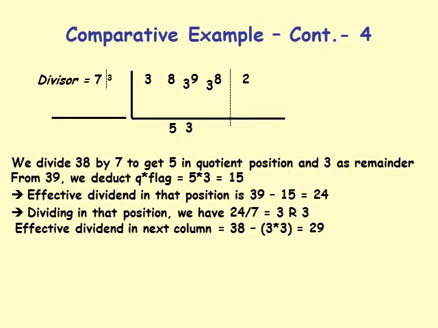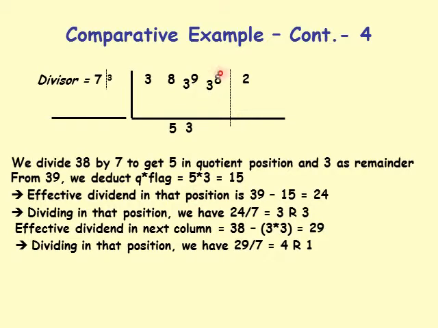Okay, in the next column now. In the next column, the effective dividend is 38. That's that one here, minus 3 times 3, minus 9. So which is 29. Okay, let's continue here. Dividing in this position here, we have 29 divided by 7 is 4, remainder 1. So we got 4, remainder 1.